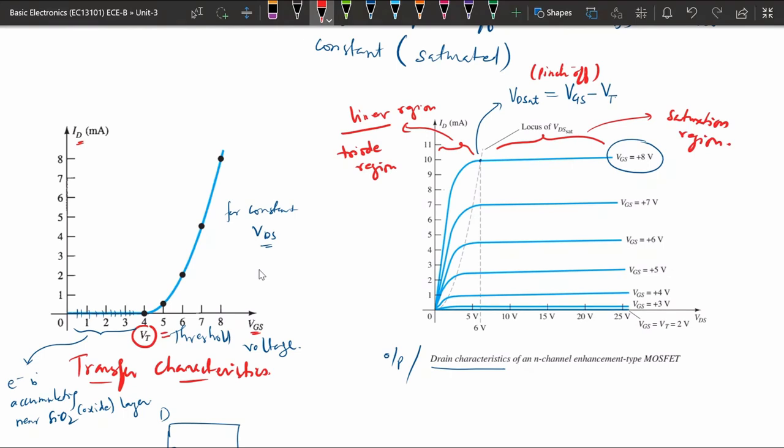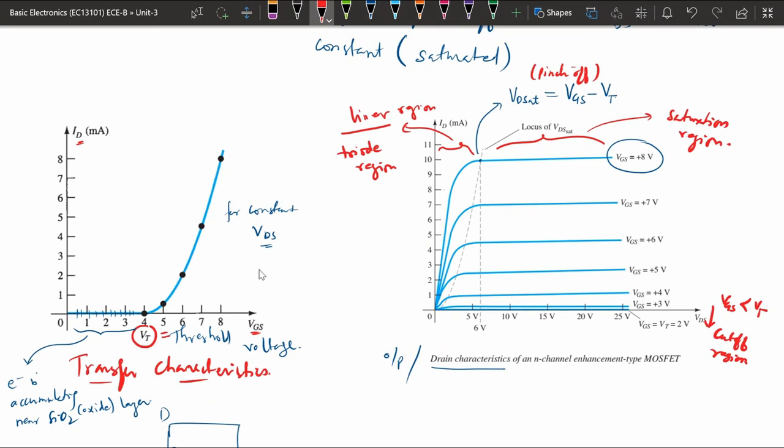And the region where we are applying the gate to source voltage, but even in that case the current is zero, that means whatever drain to source voltage we apply, the current is zero. That region, when the gate to source voltage is less than the threshold voltage, is called the cutoff region. So cutoff is when VGS is less than VT. In the cutoff region there will be zero current flowing through the drain terminal.